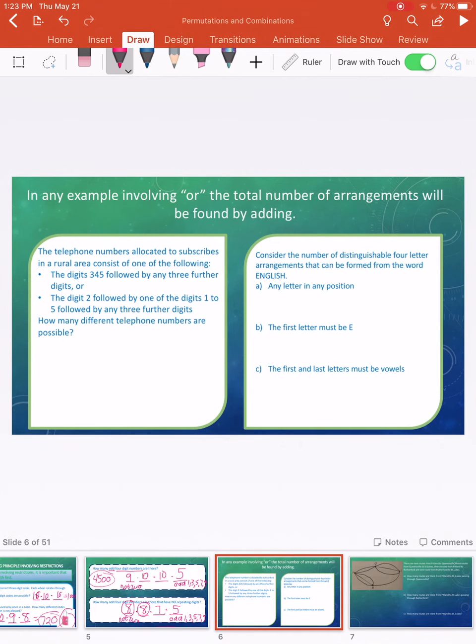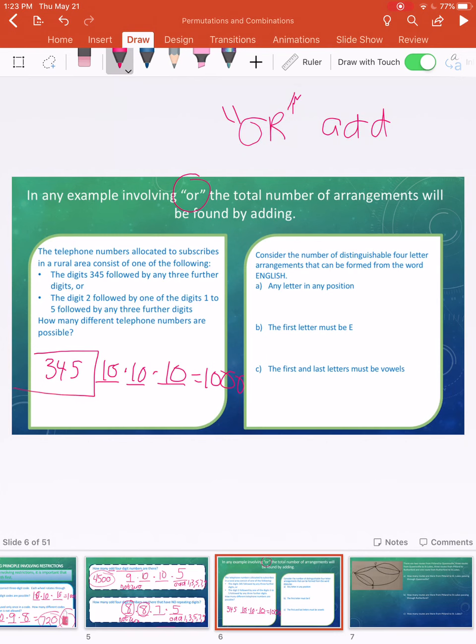All right, so we're going to look at this question here. In an example involving or, you will always add. So whenever you can use or, you're going to add. So the telephone numbers allocated to subscribers in a rural area consists of one of the following. The digits 345, followed by any 3 further digits. So this is option 1, 345, plus any 3 other digits. So you could have any digit from 0 to 9, and it doesn't say that you can't repeat, so then we'll assume you can repeat those digits. So then we end up with 10 times 10 times 10, which is 1,000, right? Because we're not going to actually times that to the 345. That 345 just tells me what the option begins with.